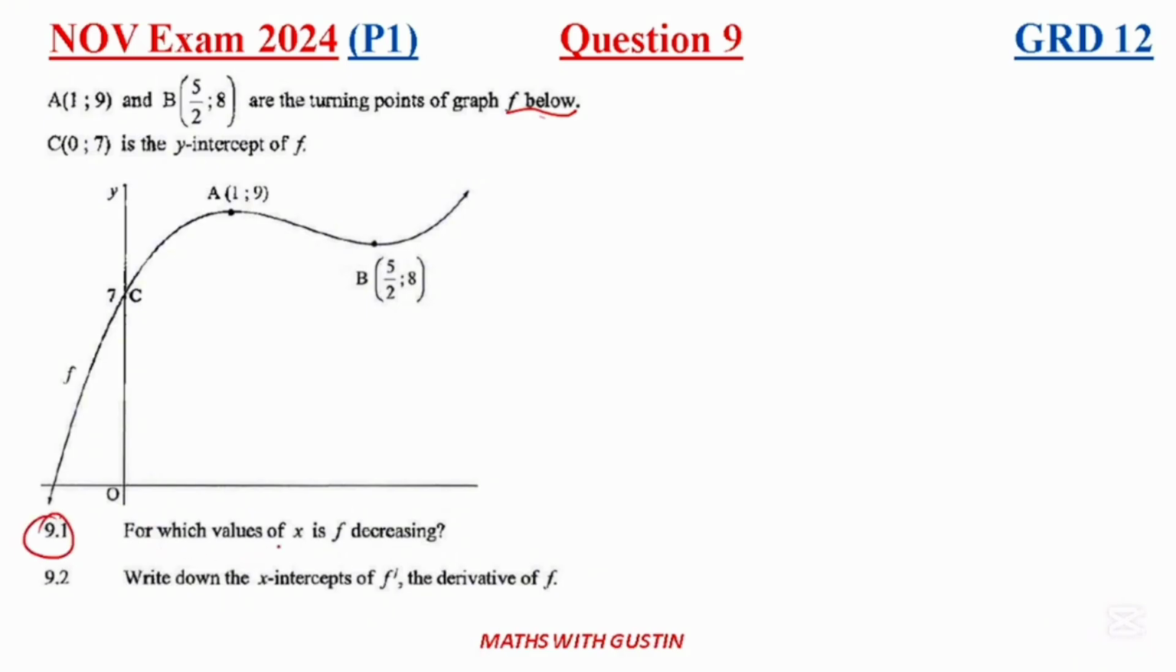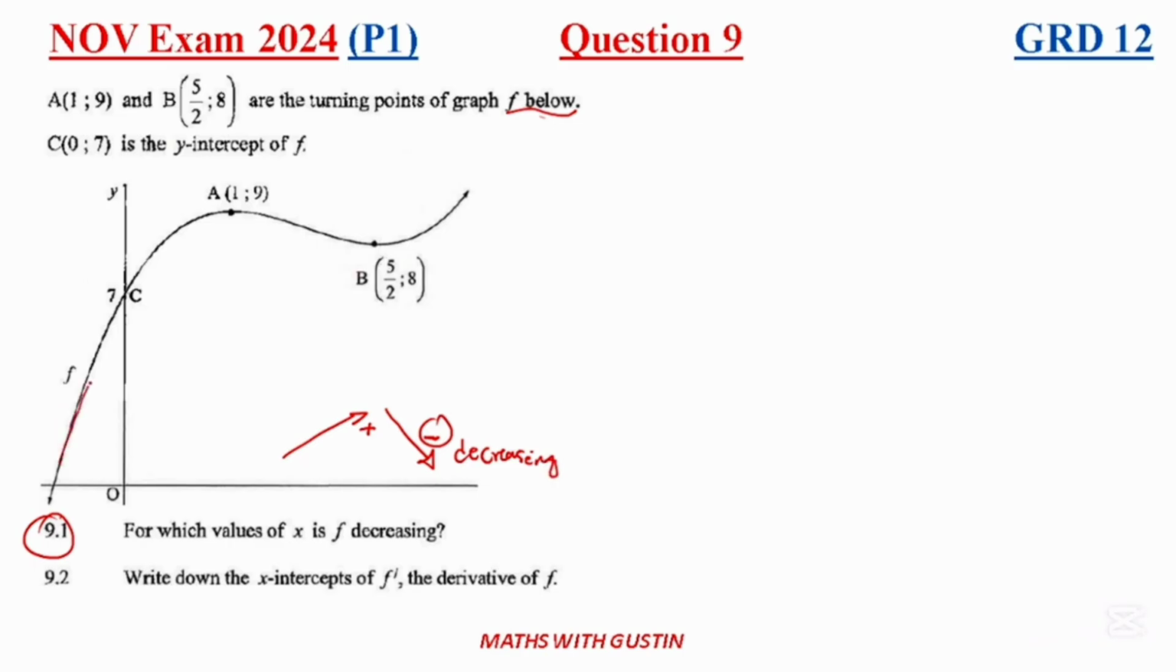It says, for which values of x is f decreasing? You will remember in analytical geometry, if you've got a function going up like that, it has a positive gradient. If it's going down like that, it has a negative gradient. So this is the one where it is decreasing, because it's got a negative gradient. All right, great stuff.